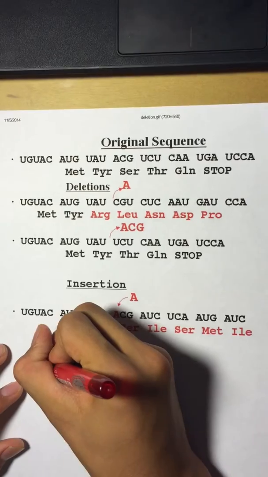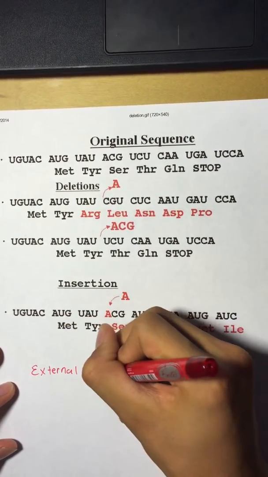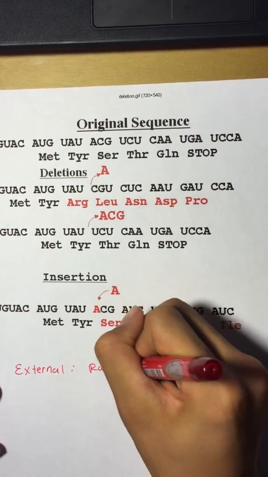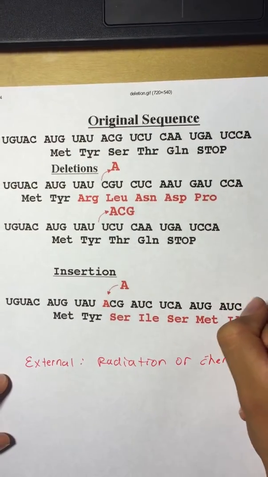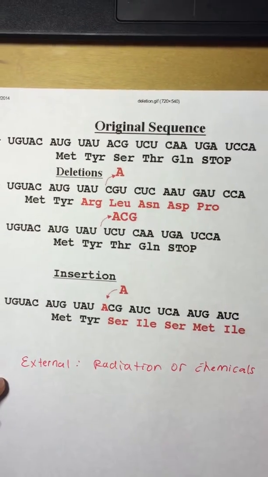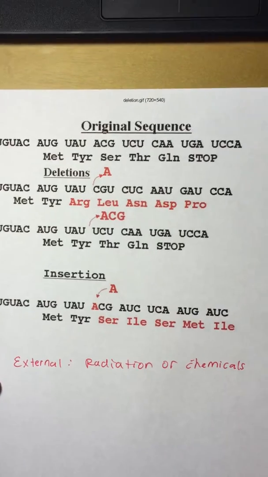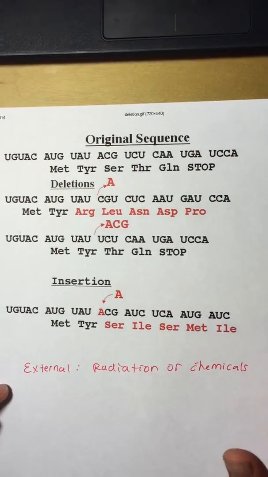A mutation could be an external cause, like radiation or chemicals through food, or they could be internal. One type of internal cause would be gene mutation. There are about 3 types of gene mutations.